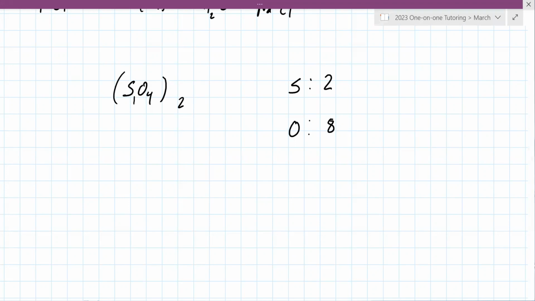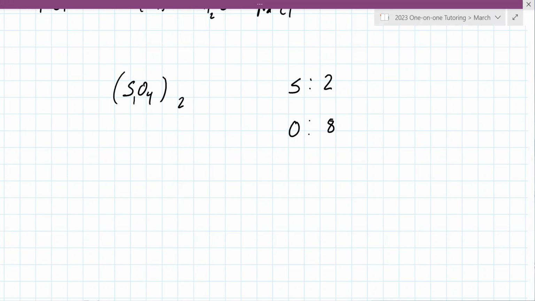Now let me just make one up here. Let's say I tell you it's SO4 with a subscript 2. How many S's and how many O's do you have? If you're not sure, I don't want you to guess. Wouldn't the 2 be going into it? Right, there would be 8 O's and 2 S's. Yes, very good.